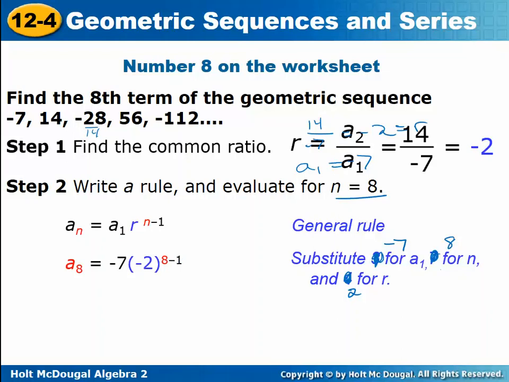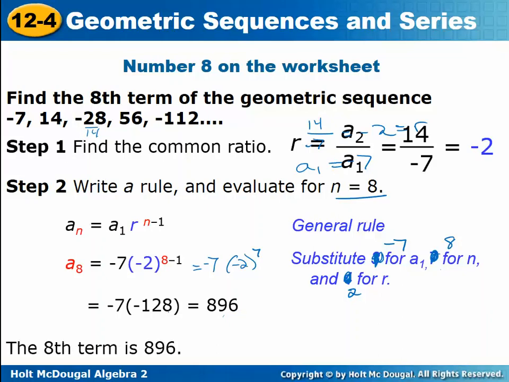And then it's very important that you follow the order of operations for simplifying, and that the first thing we do is take 8 minus 1, which is 7, and then you find out what negative 2 to the 7th power is, and that one will be negative, so negative 128. So we have negative 7 times negative 128 is equal to a positive 896. Negative times negative is positive. So the 8th term of this sequence is 896.